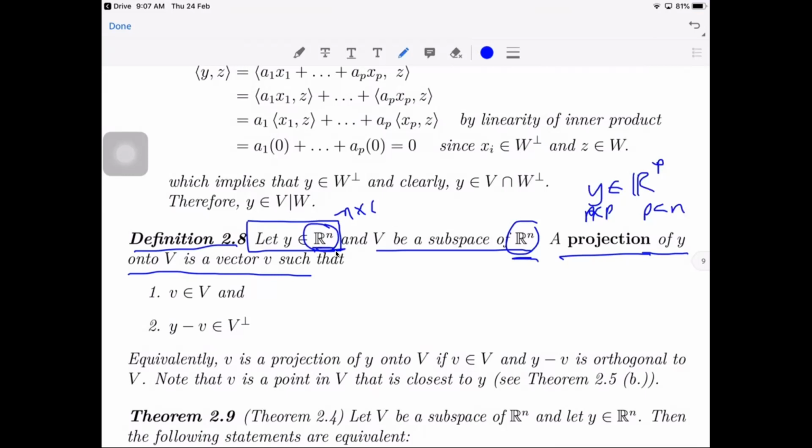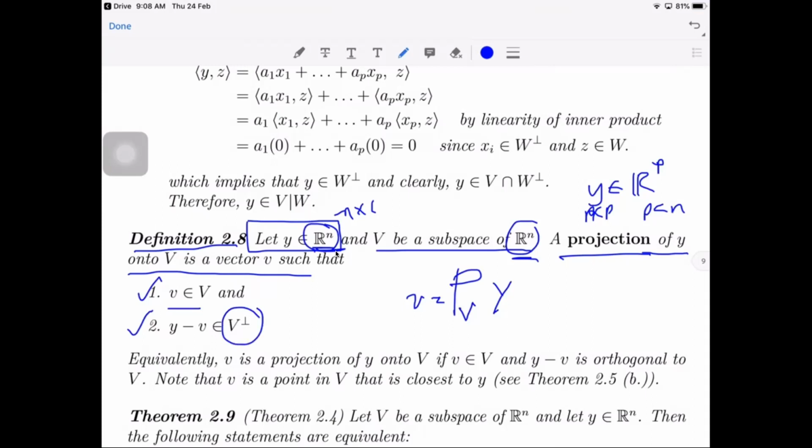So the projection of Y onto V, a notation you will see later, is a vector v. This v is equal to the projection of Y onto V if these two conditions are satisfied. First, v should be in your subspace V, and Y minus v will be in V-perp. V-perp is the subspace orthogonal or perpendicular to V.